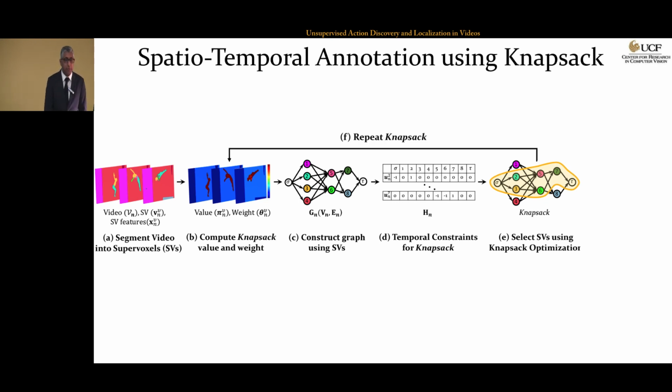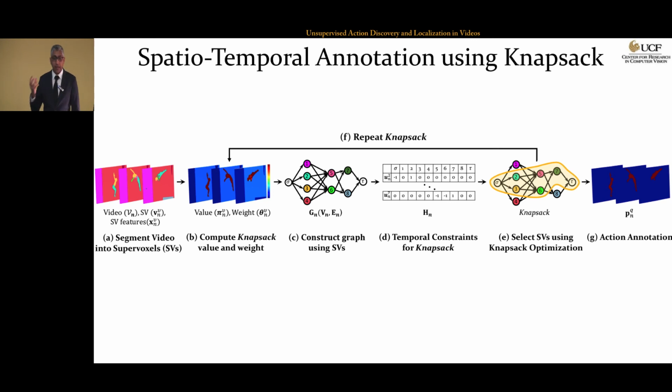Now this approach is repeated a number of times to get multiple annotations in videos, because each video can have multiple actors, as I mentioned before, that can be performing the same actions or different actions, and we use knapsack multiple times to get all the possible annotations that we can use later on for action localization. Once we have this, we get a group of supervoxels belonging to the action, and that is the action annotation for this particular training video.